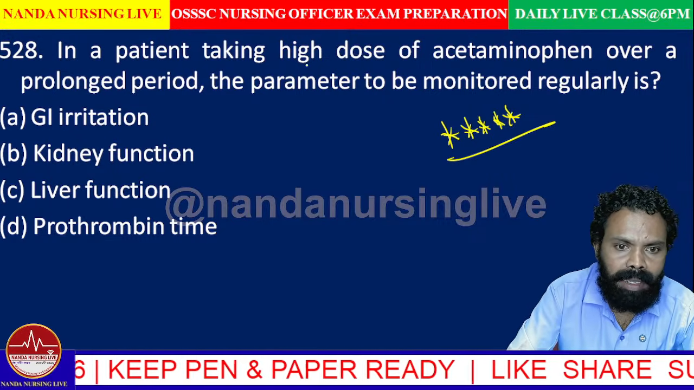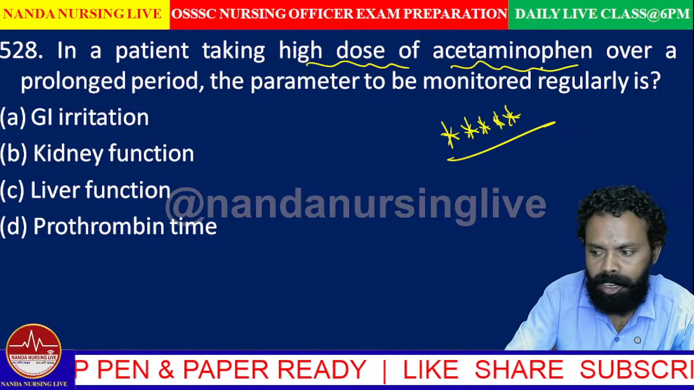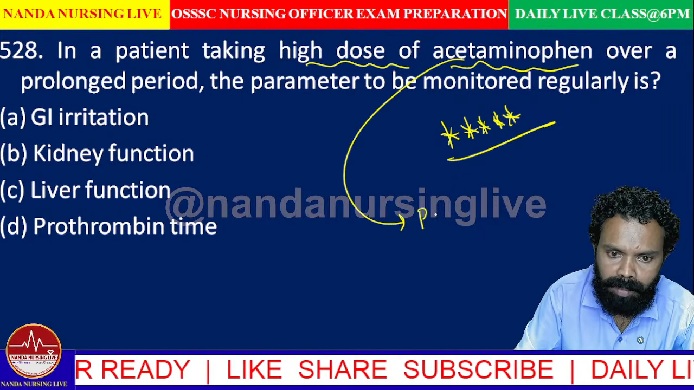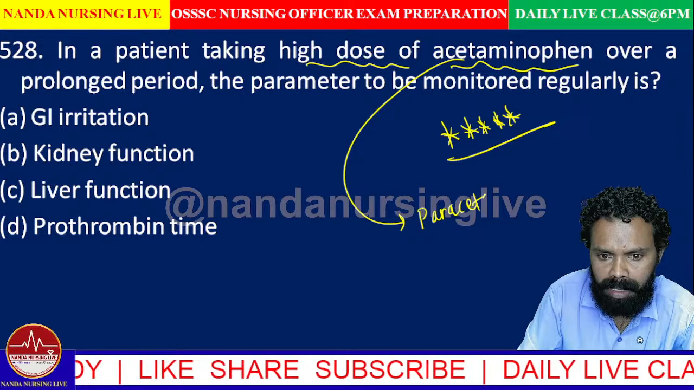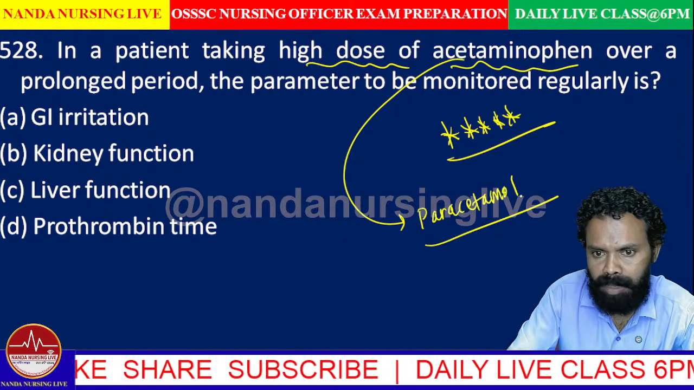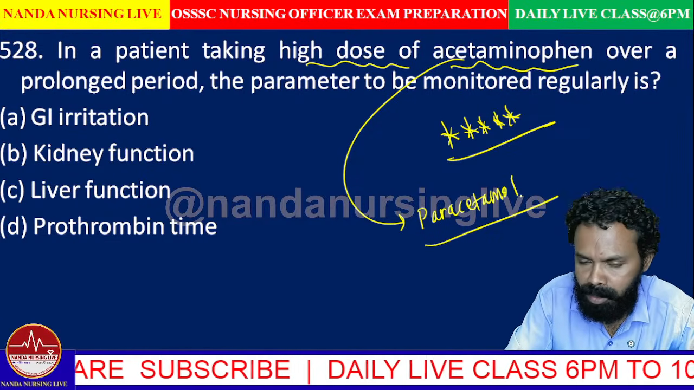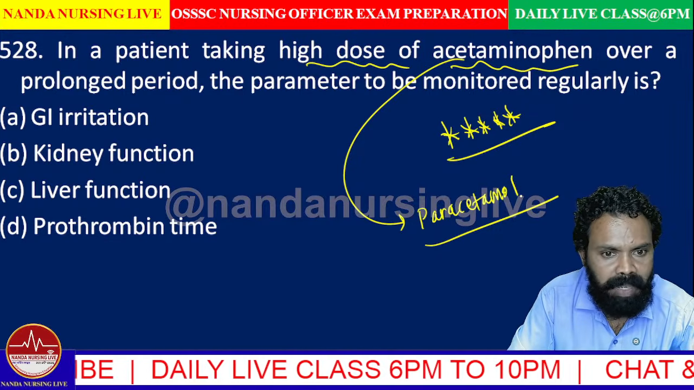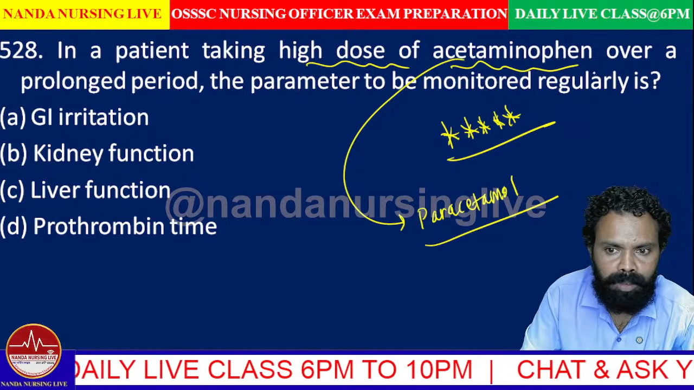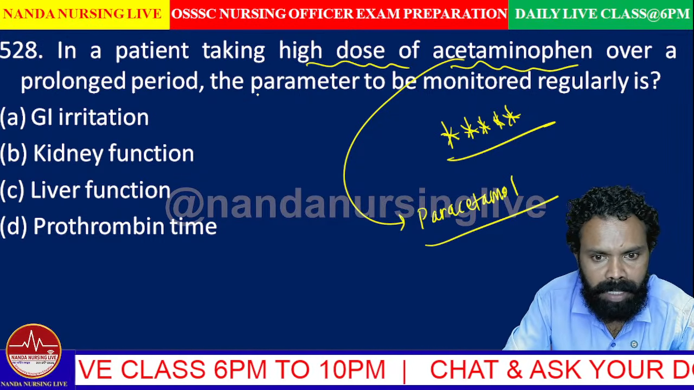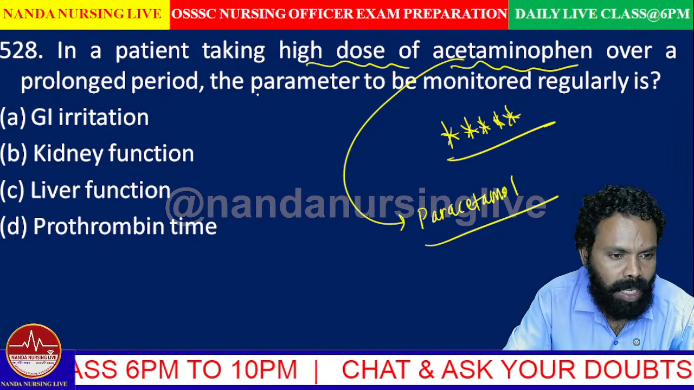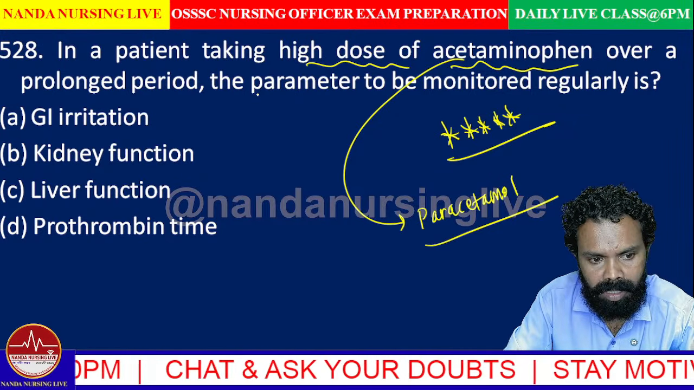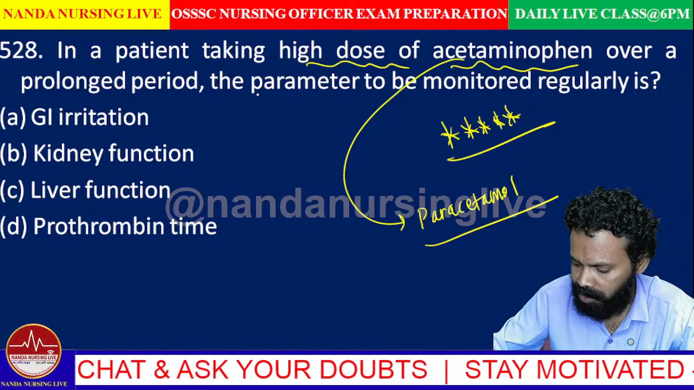In a patient taking a high dose of acetaminophen over a prolonged period, acetaminophen means paracetamol, right? Paracetamol is also called acetaminophen, and acetaminophen is also called paracetamol. The parameter to be monitored regularly is option A, GI irritation. Option B, kidney functions. Option C, liver function. Option D, prothrombin time. So which option is the correct answer?